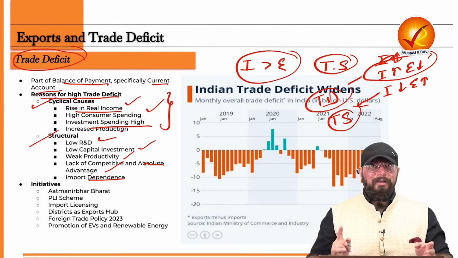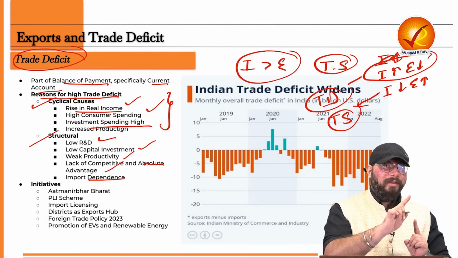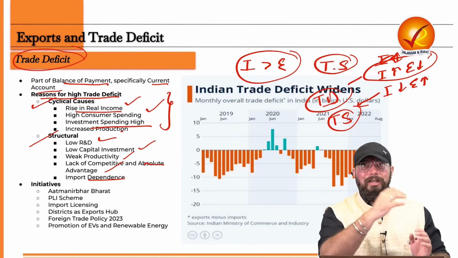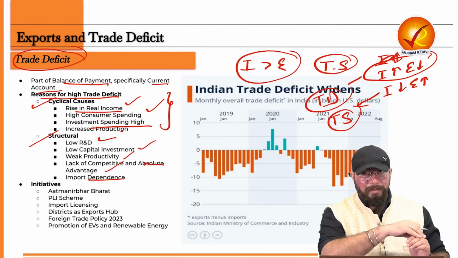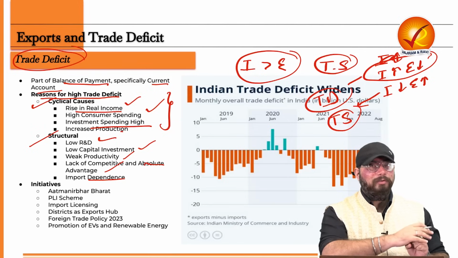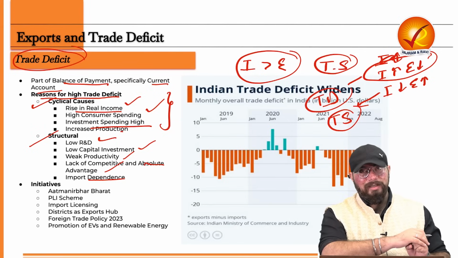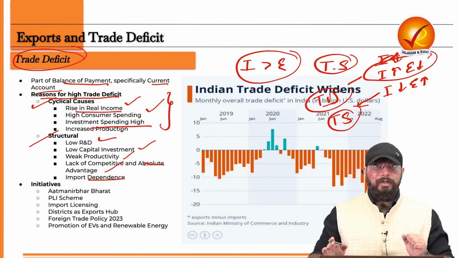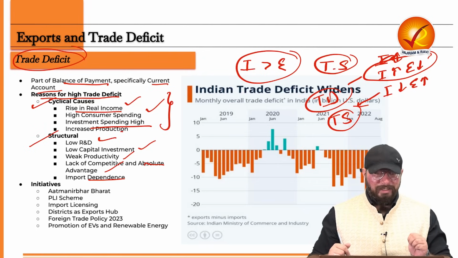So if we are dependent on imports, any which way we will have to import that commodity. For example, oil, petroleum. We are dependent on the imports. Any which way we have to import crude oil from the Middle Eastern countries. There is no other way around. So we have to reduce that import dependence ultimately to correct the trade deficit.